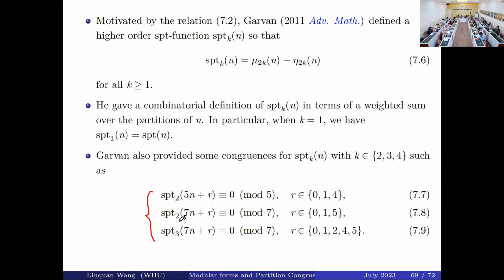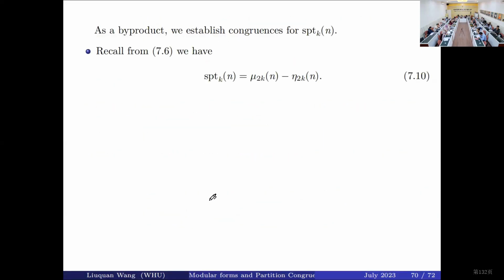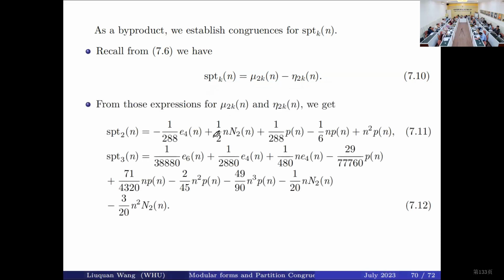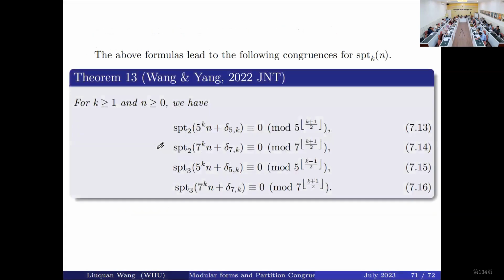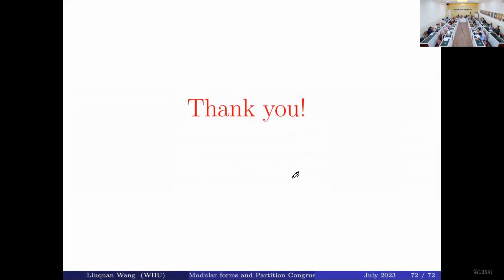So according to our previous results, since we know congruences for mu and we know congruences for eta, naturally we know congruences for SPT_k(n), and this yields the following results. We find that SPT_2 and SPT_3 satisfy such kind of congruences modulo arbitrary powers of 5 and 7. And this is the end of my lecture. Thank you very much for your attention.